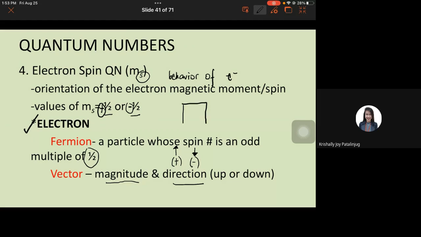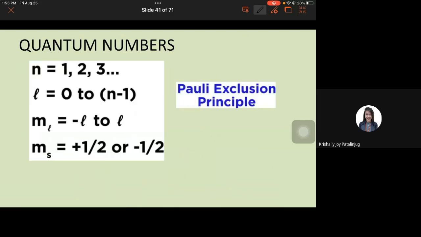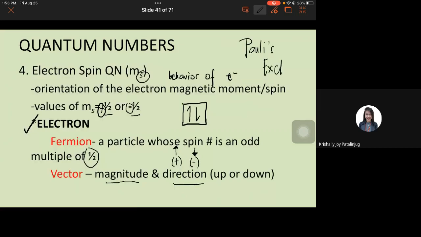Take note also that because of electron spin, whenever the electrons occupy a particular orbital, they should have opposite spins. So it follows the rule of Pauli's exclusion principle. This one, Pauli's exclusion principle. Okay, it states that, let me write it.